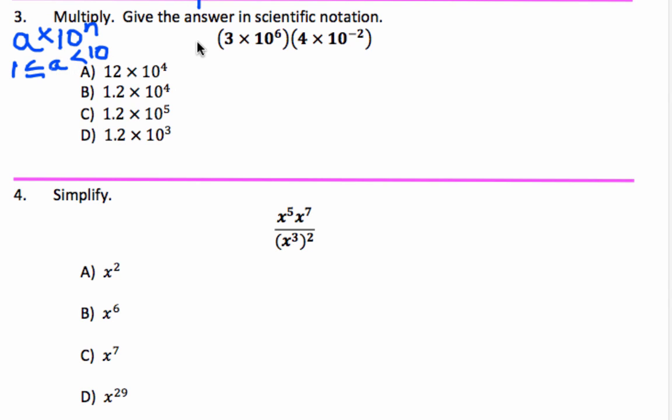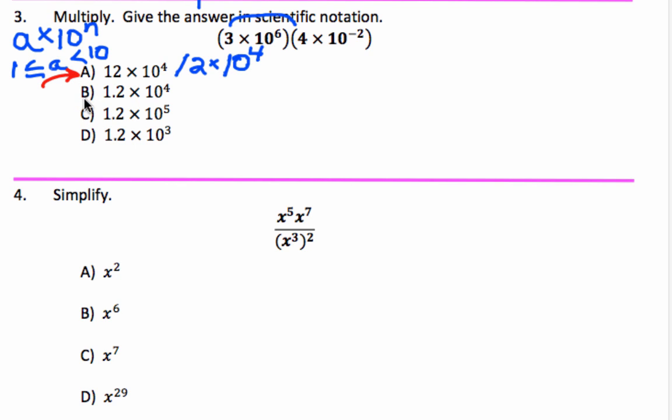Now the way we do the multiplication is to multiply the 3 times the 4, the decimal numbers together, which gives us 12. And then we multiply the powers of 10 together. We do that by adding the exponents. So 6 plus negative 2 is 6 positives and 2 negatives, so we're left with 4 positives. Now you notice our answer, 12 times 10 to the 4th, is actually one of the choices, choice A over here. But it's not the correct choice.